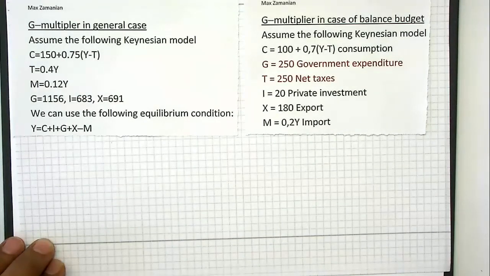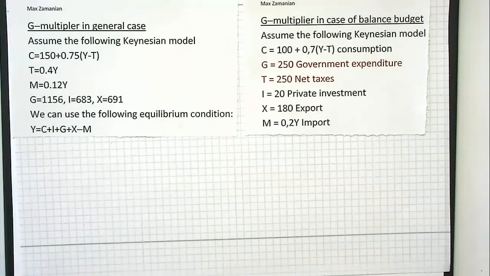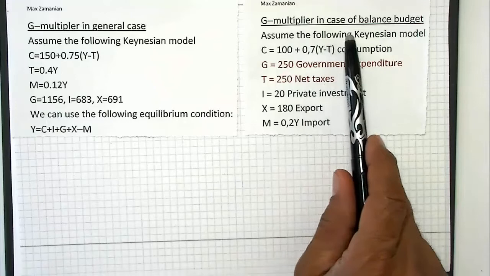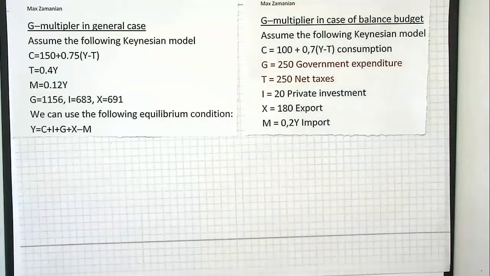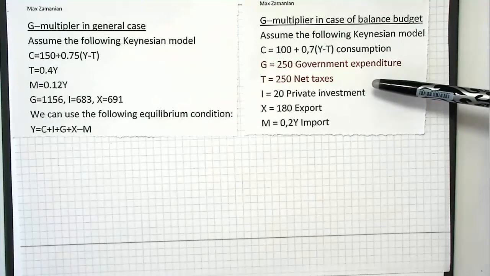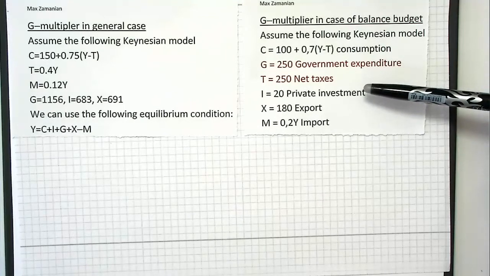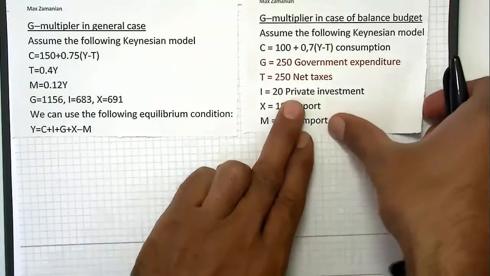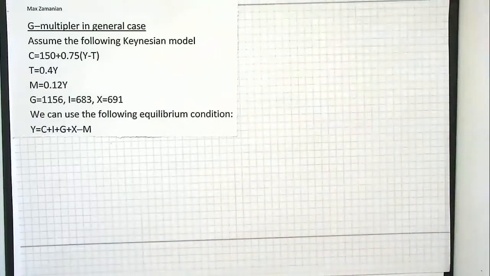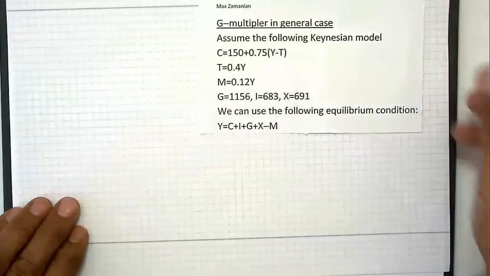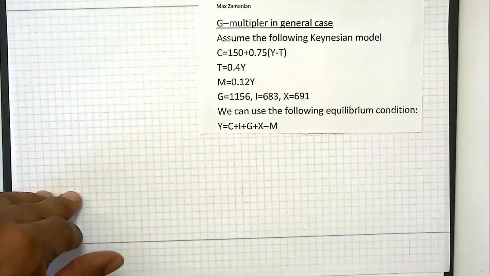derive the G-multiplier in the case of a balanced budget, which means that government expenditure is equal to net tax revenue. But let's first focus on this problem, the G-multiplier in the general case.